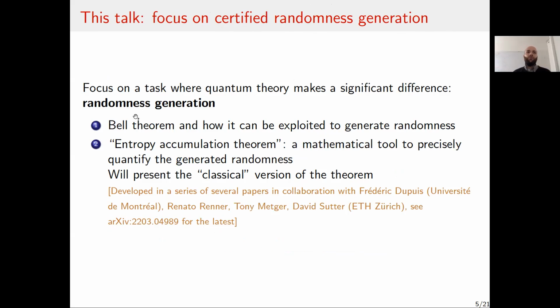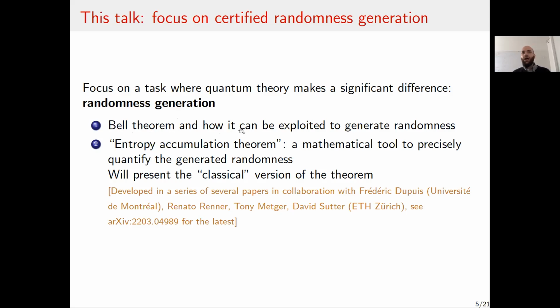I'll talk in a minute a bit more about this task. So here this part of the presentation will have two parts. We'll be using a basic ingredient for this protocol of certified randomness generation, which is a very fundamental result in quantum theory. It's known as Bell's theorem. If you have heard a bit about quantum mechanics, you might have heard of this theorem. It's really a landmark result in quantum theory.